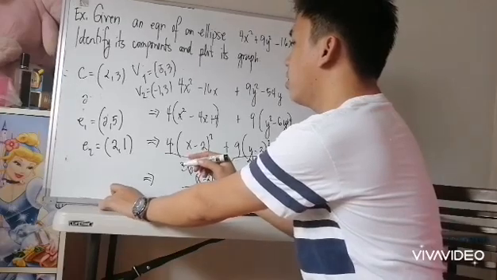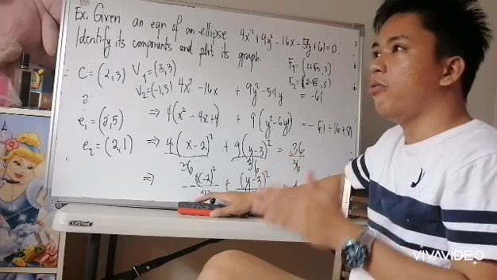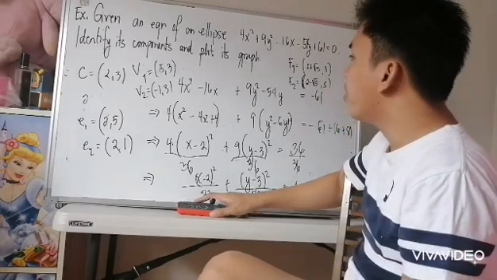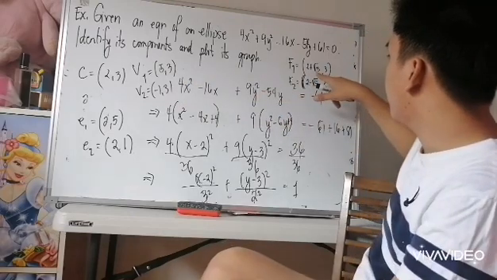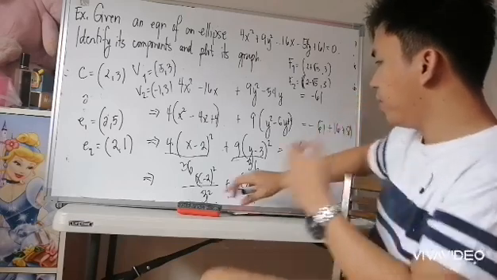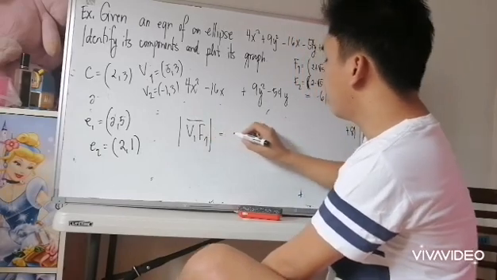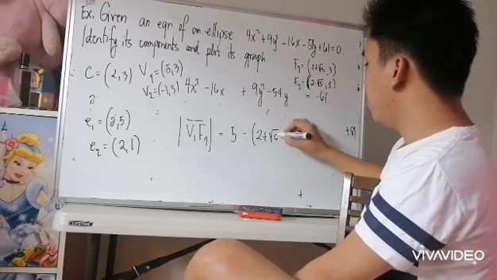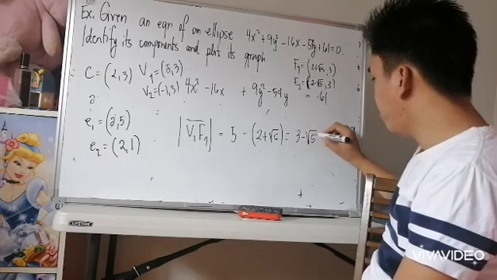That's it. Now remember, as I mentioned earlier, the distance from the vertex to the directrix is the same as the distance from the vertex to the focus. So what's the distance between the focus and the vertex? You have 5 here, and this is 2 plus square root of 5. So from the vertex to the focus is 5 minus 2 plus square root of 5, so that's 3 minus square root of 5.